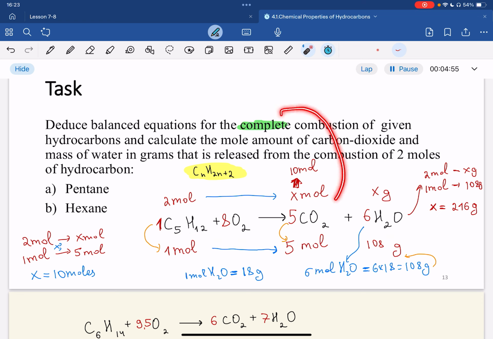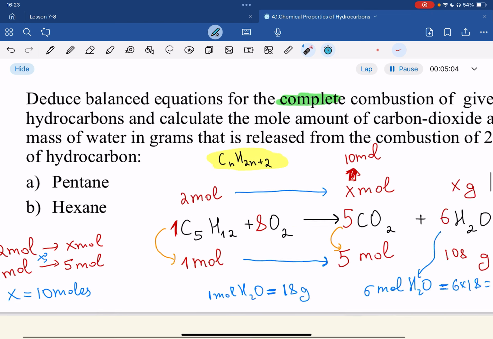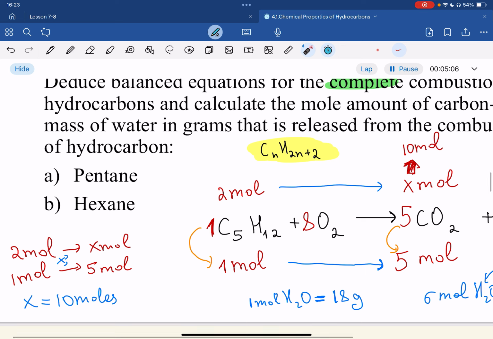If it is complete, we should get CO2, and you have to balance based on that. And it says a mole amount of carbon dioxide and mass of water. We do it one by one. So let's find out the mole amount of carbon dioxide.